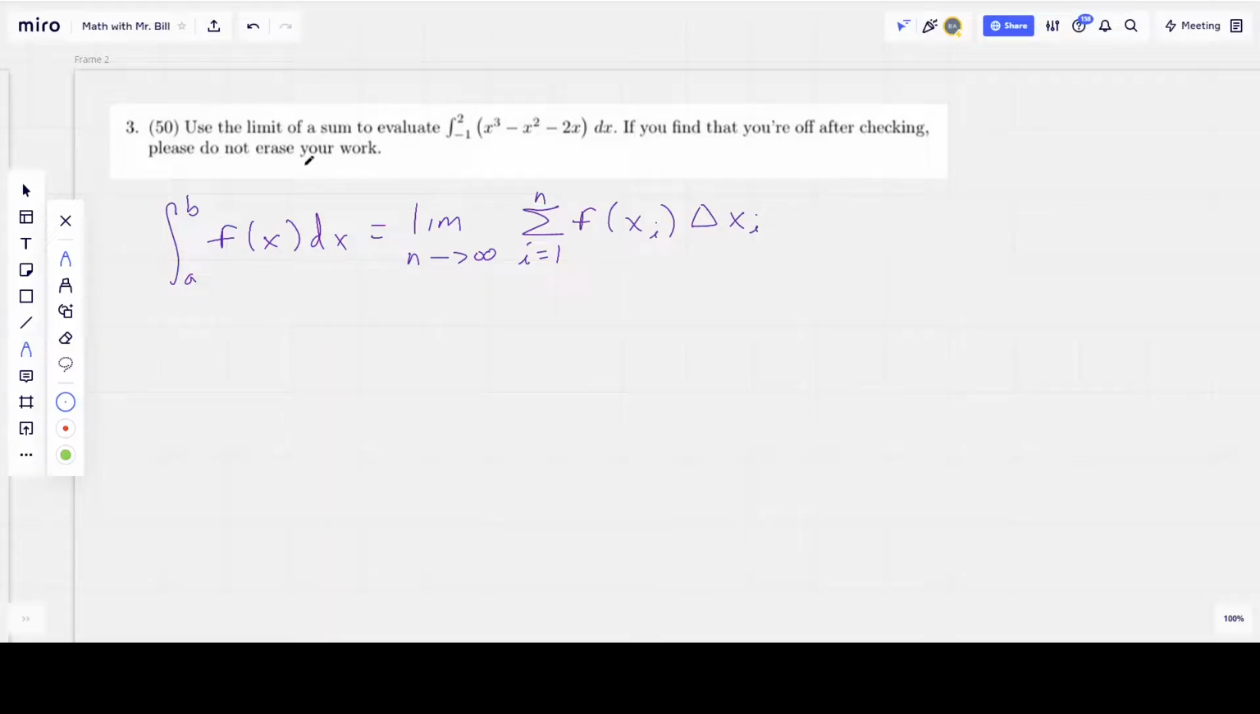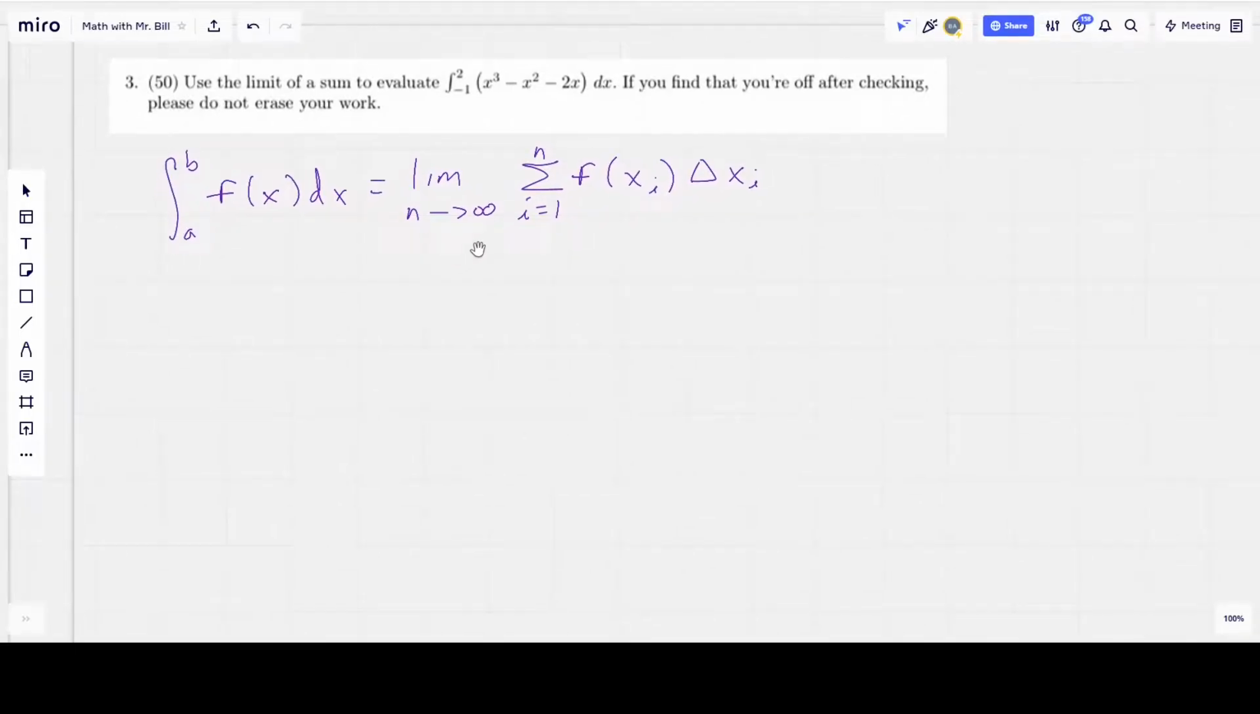So the problem asks us to use the limit of a sum to evaluate the integral from -1 to 2 of x cubed minus x squared minus 2x dx. It also remarks that if you're off after checking, to not erase your work, because there's a lot of calculations to this, and there's a lot of pieces that, if you don't do things quite right, can kind of go wrong, especially if you're getting an actual number out of it.